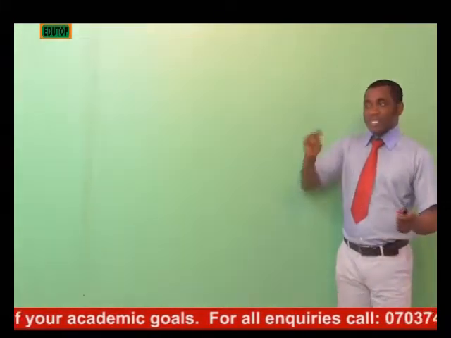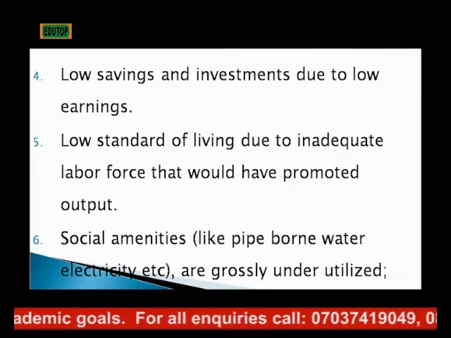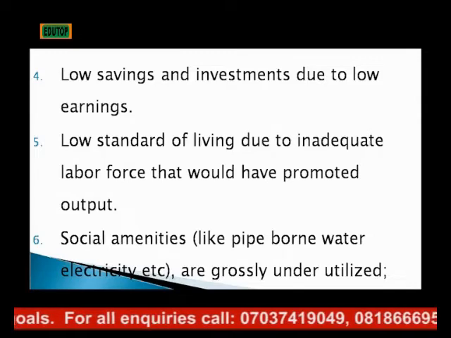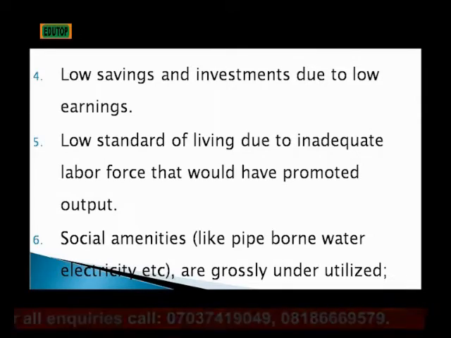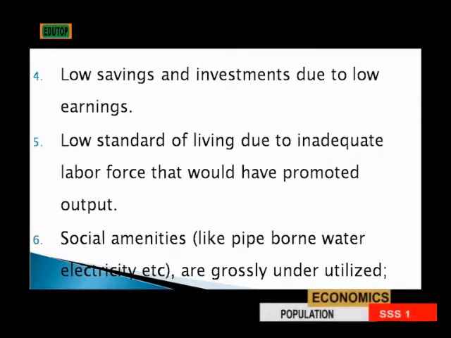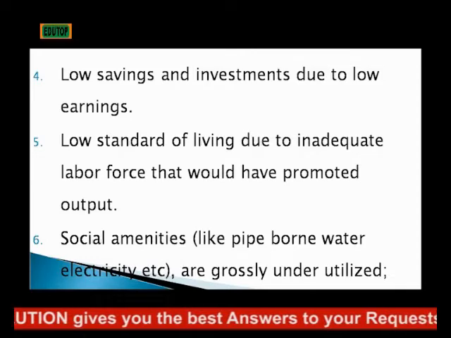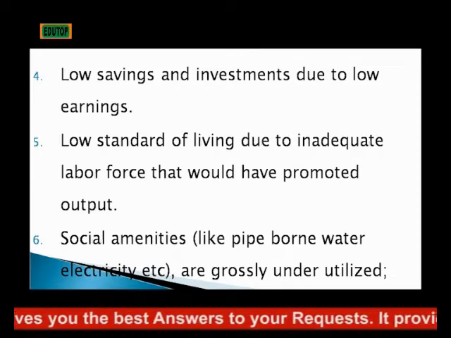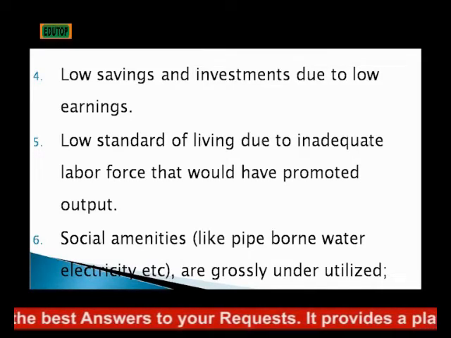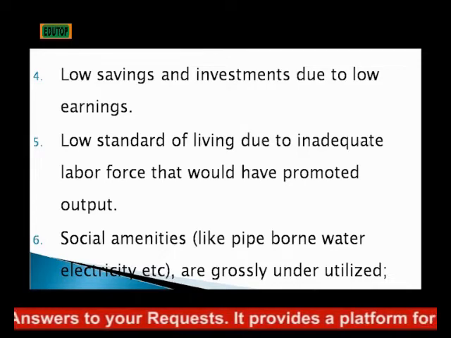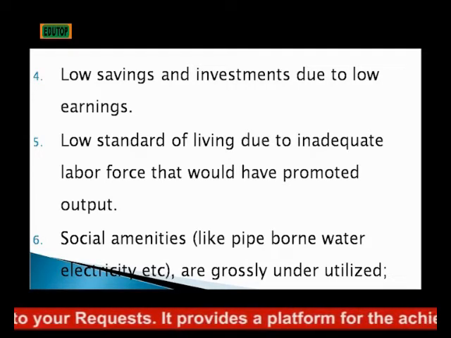At the same time, that will also lead to low saving and investment, because the more you earn, the more likely you are to save and the more possibility available for you to invest. When you are earning low, it will lead to low saving. At the same time, it will lead to a low standard of living due to the inadequate labor force available in that environment.